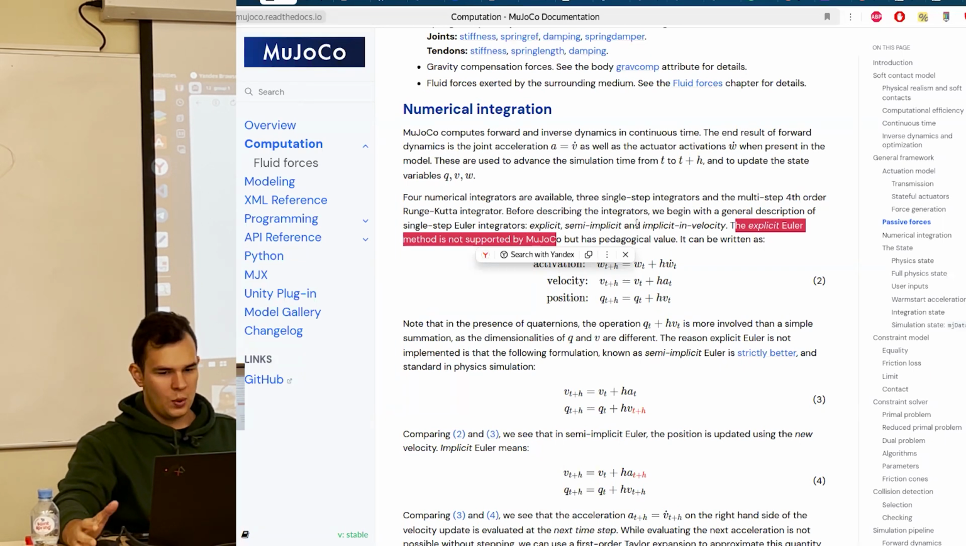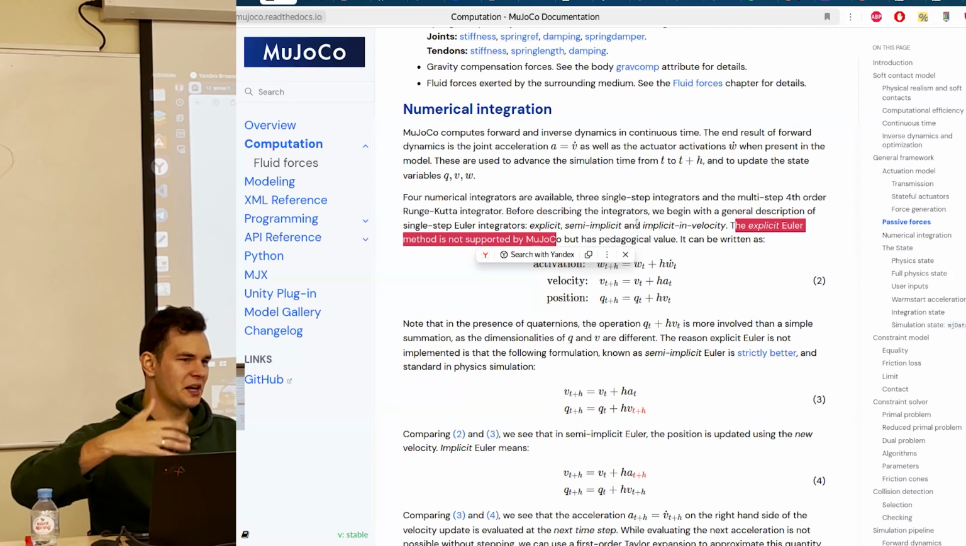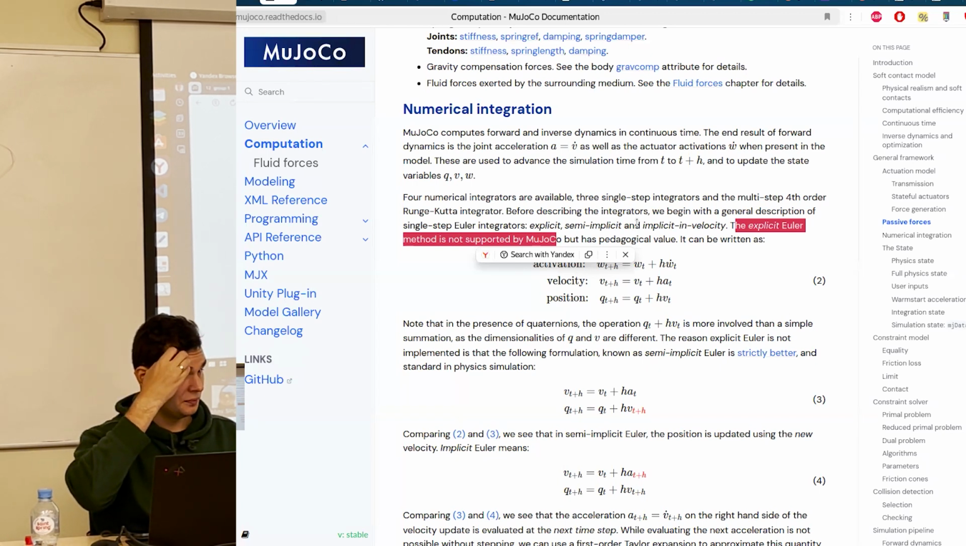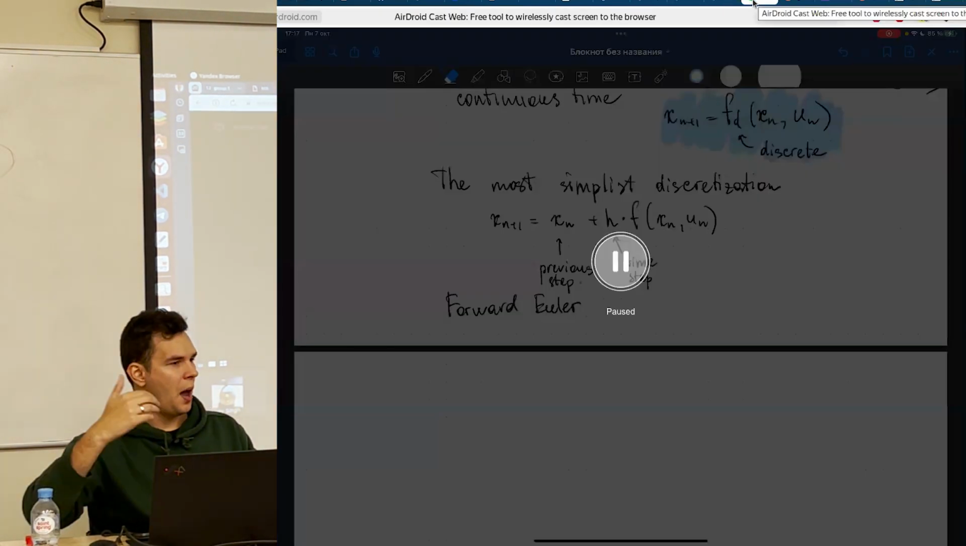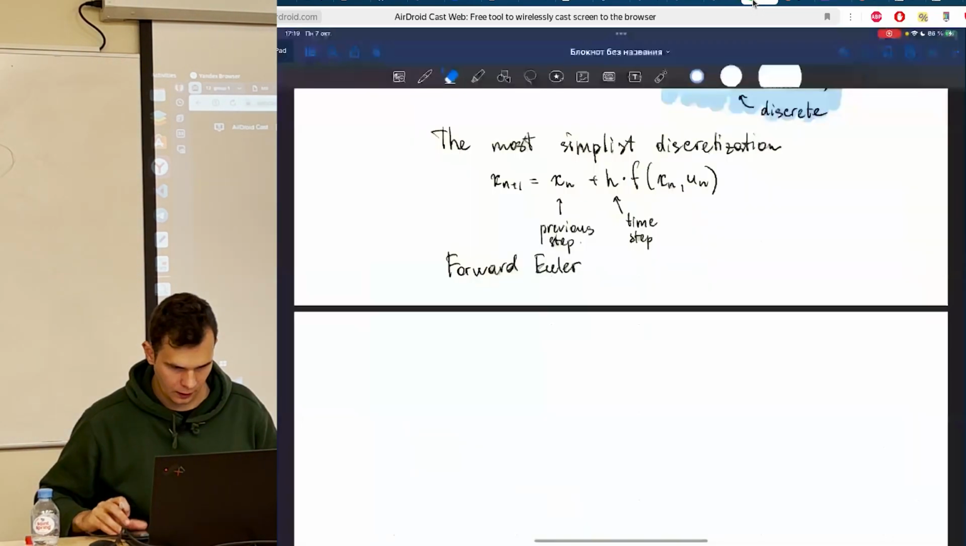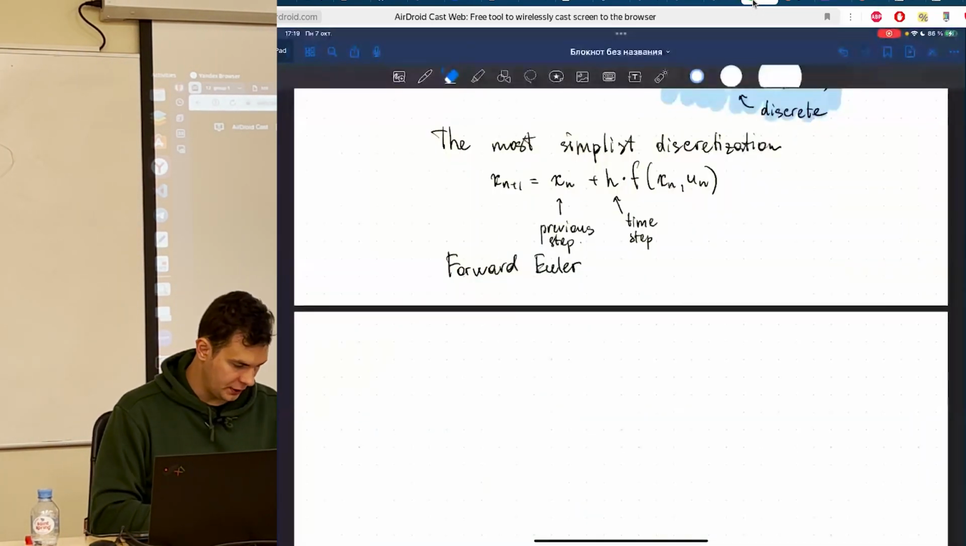And this is why we have several kinds of integrators. And the next in line is something called backward Euler. Yeah. Backward Euler.